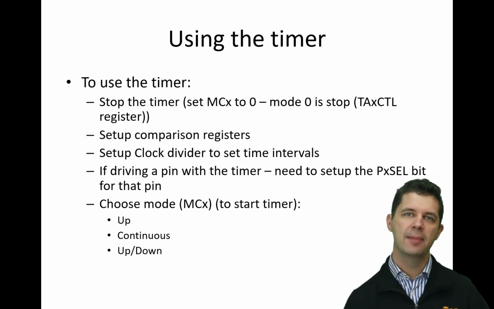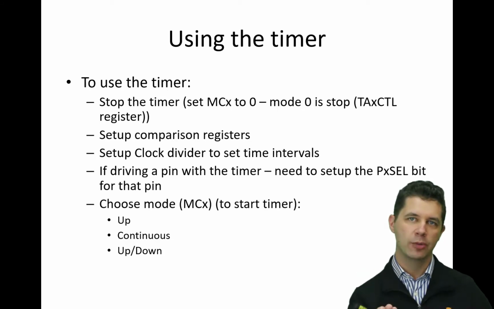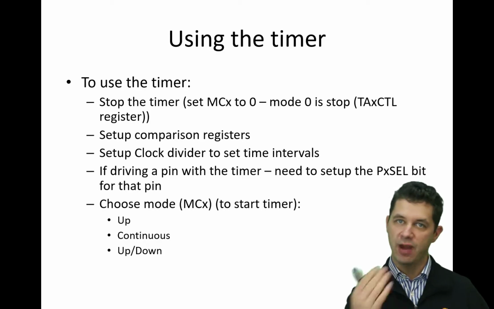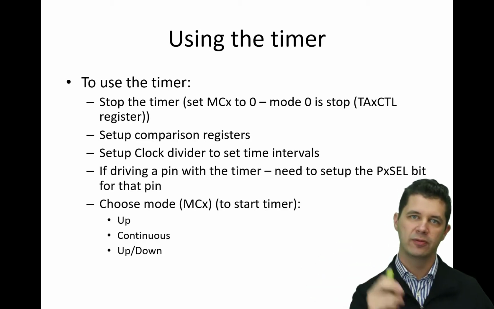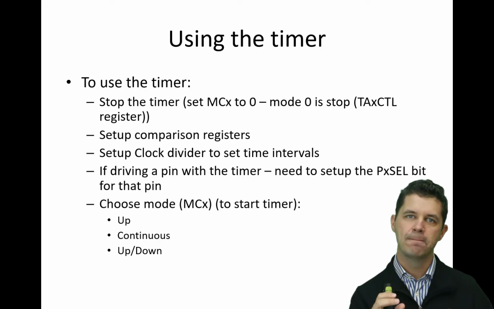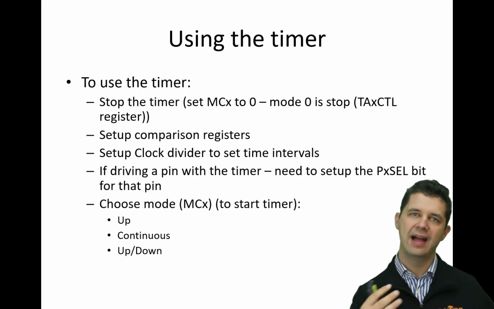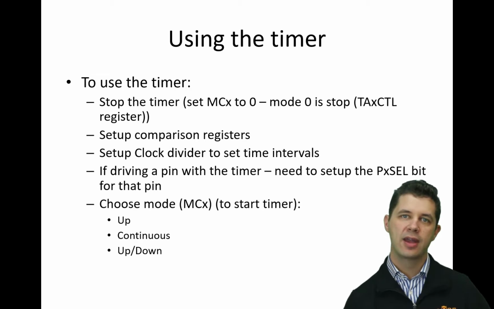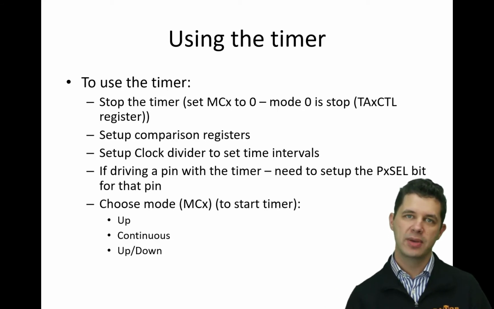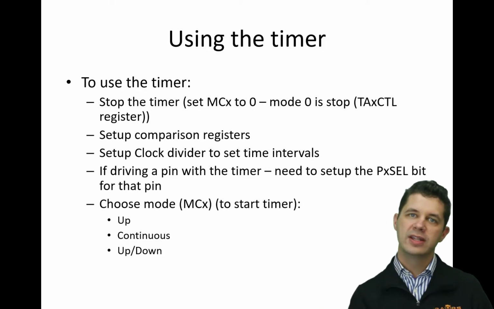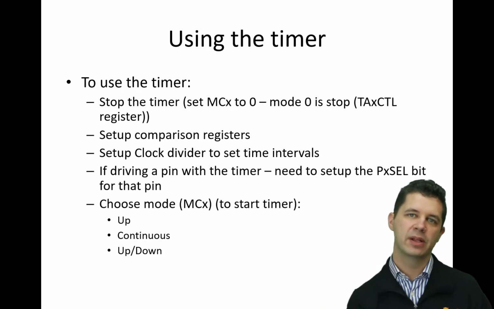So to use the timer, here's basically what we do. We set the timer to stop mode, because we don't want the timer to be running while we're trying to set it up. We set up the comparison registers to the value that we want to compare at. So put in F010, whatever value that we want for comparison. We set up our clock divider, and we set that based on how long we want our timer to operate over. So if we're timing short time intervals, we probably don't want to divide by anything. Divide by 1, which is just take the straight clock. But if we're timing longer time intervals, we'll need the clock to be going for longer. So we divide by 4 or 8 or something like that to slow it down.